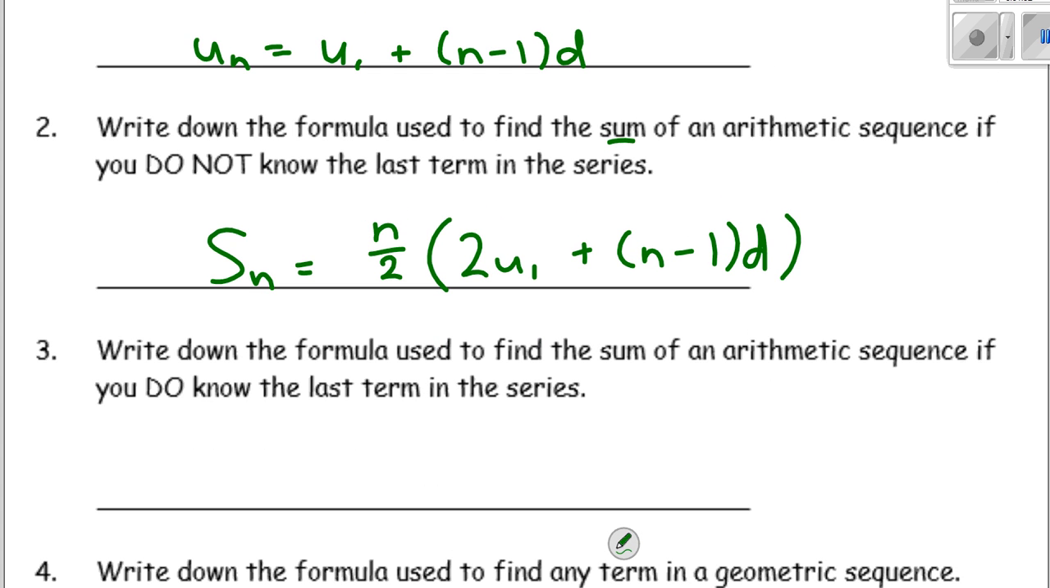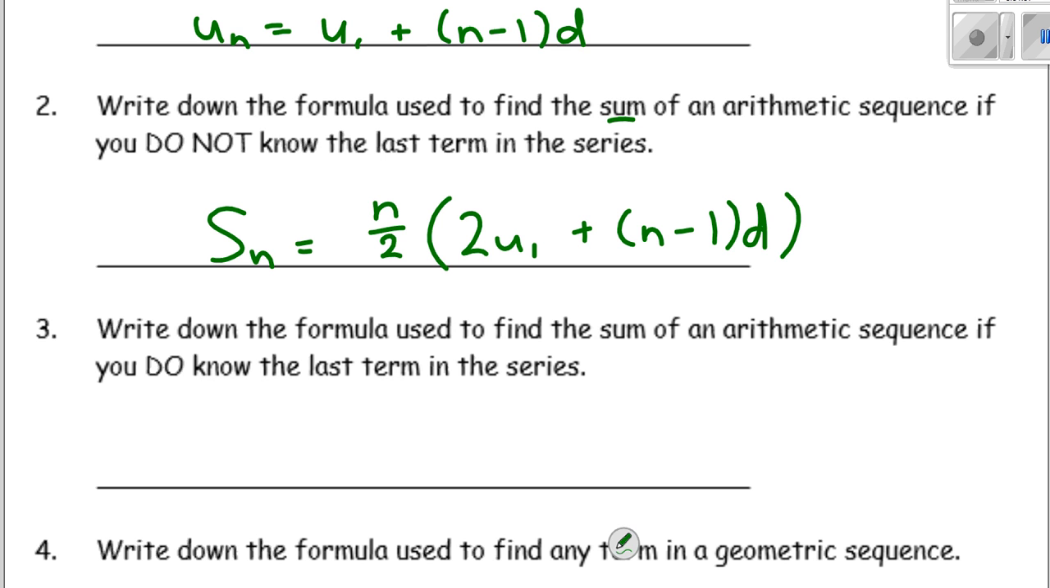Write down the formula used to find the sum if you do know the last term in the sequence. S of n equals n over 2, U1 plus U of n, and U of n is the last term. So if you want to make a note, you can say U of n is the last term again, if that helps. Letting some people write that down. Let's quickly save that. These, as I said, are all just coming from the formula booklet. If you have questions about them... A little recap on the formulas. It's very formula intense, this topic.